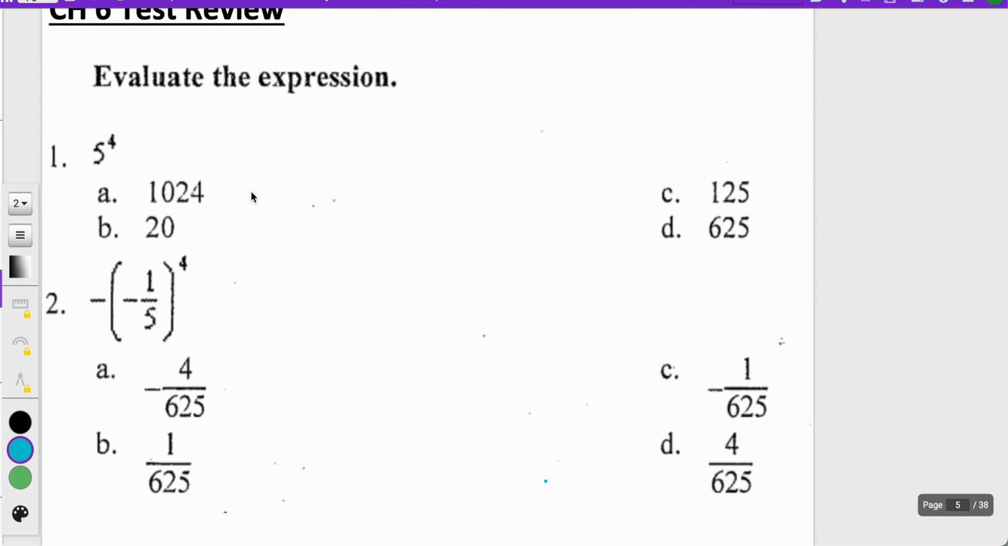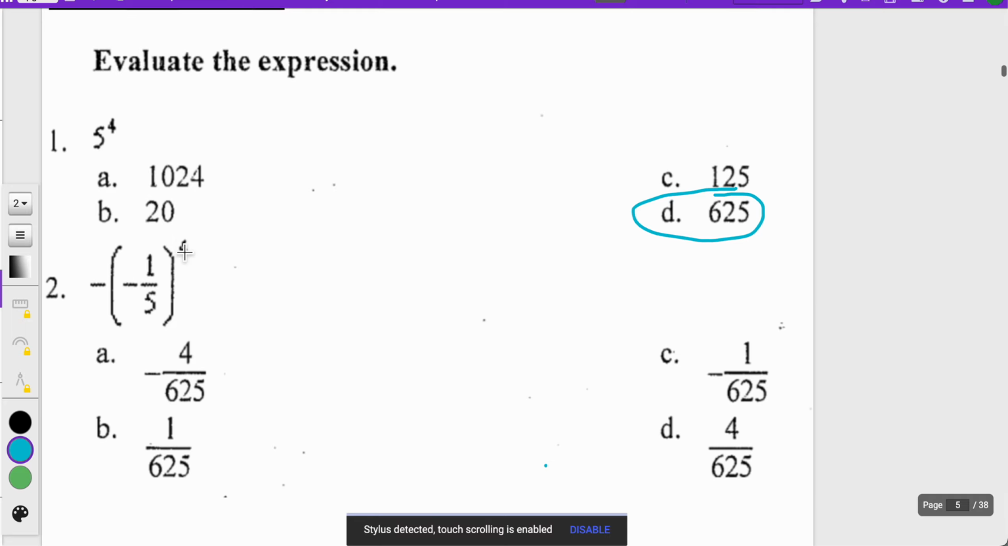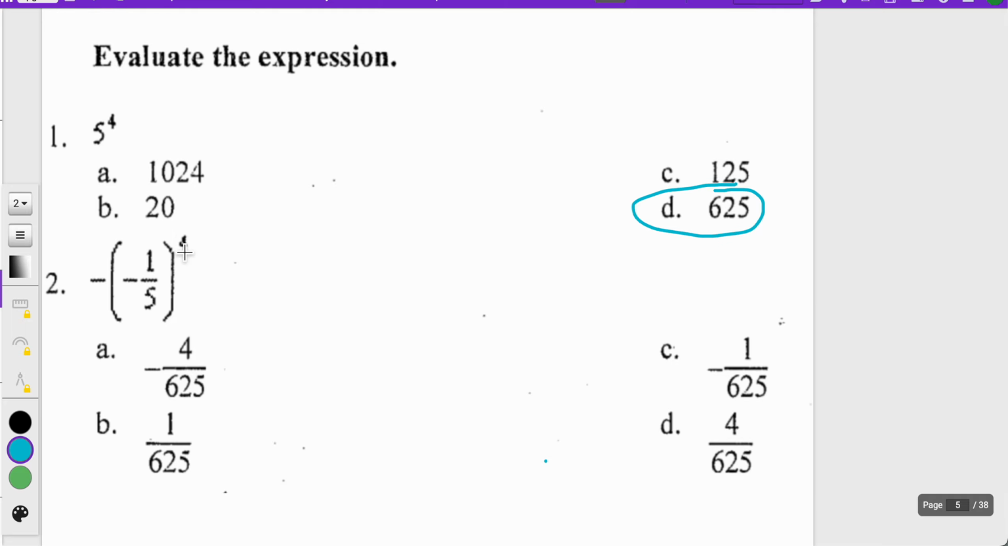Number 1, 5 to the 4th power should give us D, 625. Number 2, negative 1, and then another negative on the inside of the parentheses. We would initially get a positive 1 over 625. Since there's a negative on the outside, we got to stick with C, negative 1 over 625.